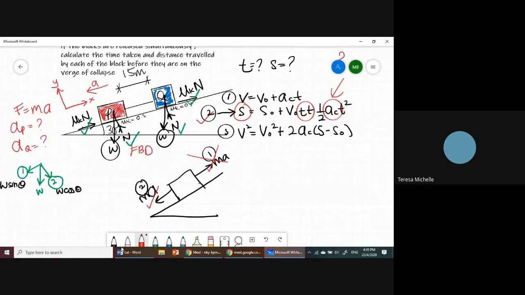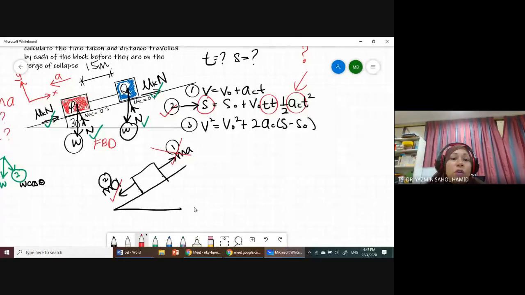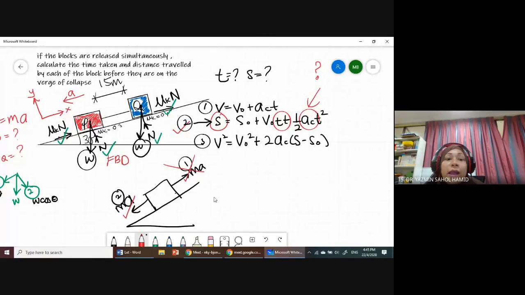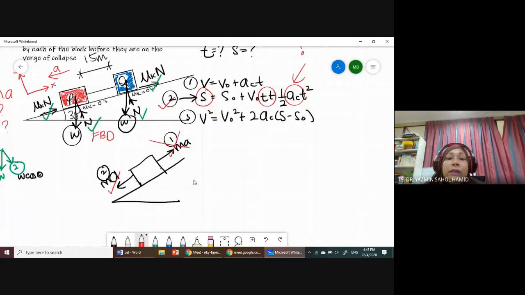Right. Now, our task is to find the acceleration of P and Q. And what we do is put it into equation number 2, this kinematic equation. Then we can find what S is and what t is. So can you please quickly find for me the acceleration? We can do this together, but if you are fast, please proceed.